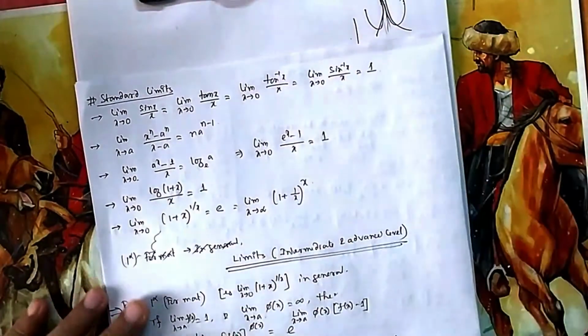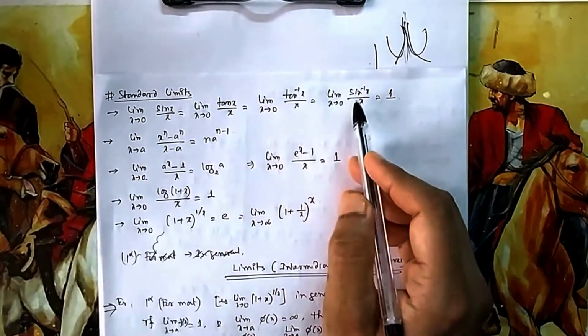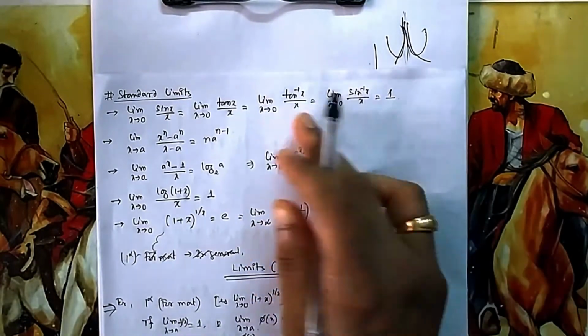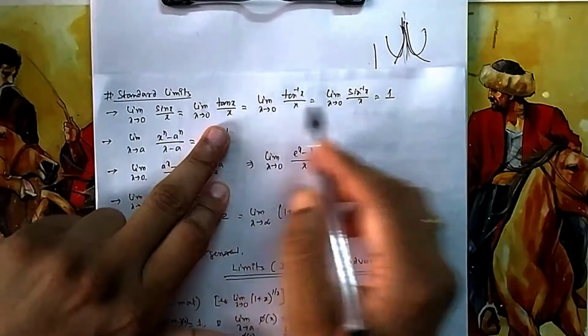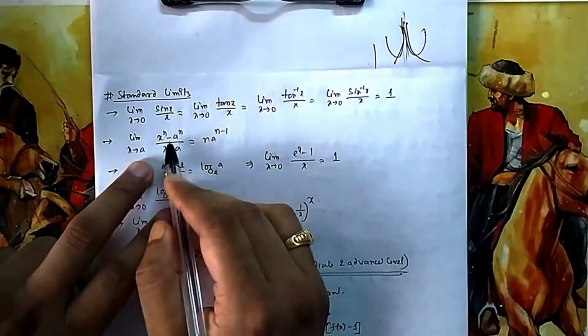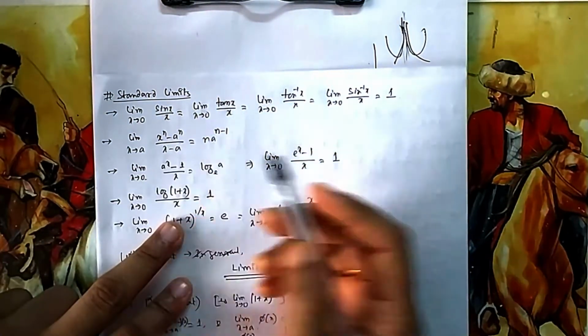Now some standard limits or formulas. Limit x tends to 0 of sin x by x, tan x by x, sin inverse x by x, tan inverse x by x are all equal to 1. That's why I have not written separate formulas. You can think limit x tends to 0 of sin x by x is 1, tan x by x is 1, sin inverse x by x and tan inverse x by x are always 1. Limit x tends to a of (x to the power n minus a to the power n) divided by (x minus a) is n times a to the power n minus 1.